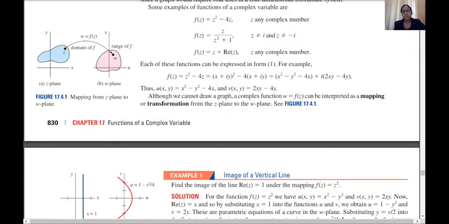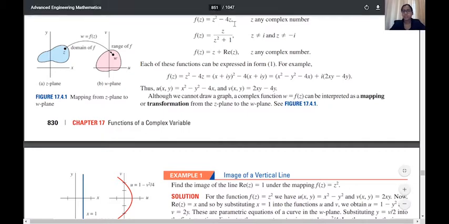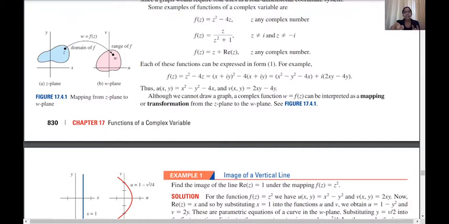These are a few examples of complex functions, like f of z is equal to z square minus 4z, and f of z is z by z square plus 1. Here you have to note that the denominator must not be 0. In a real case, there is no possibility of this term being 0, because the square of any real number is positive, and plus 1 is again a positive number, so it can never be 0. But in the case of a complex number, there is a possibility. Why? Because i square is nothing but minus 1, right?